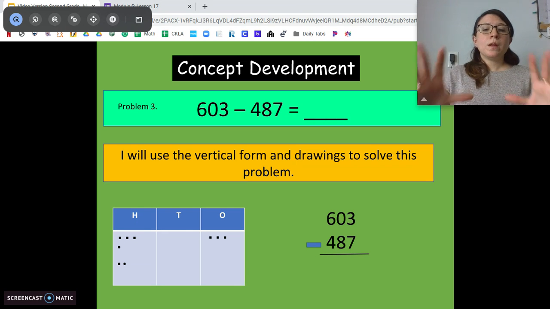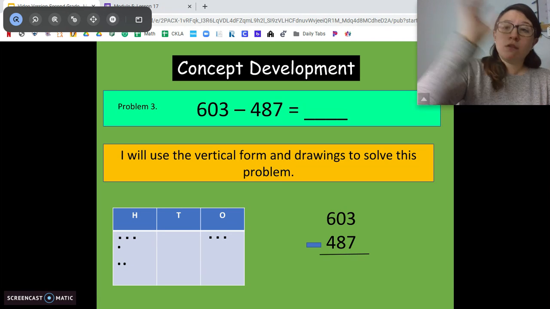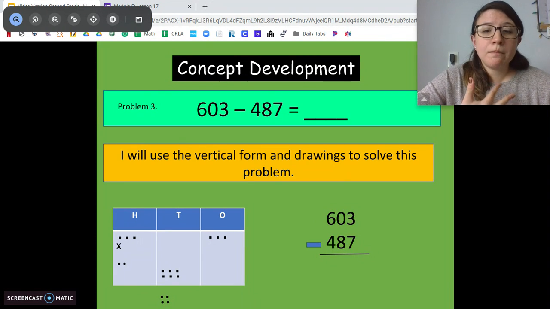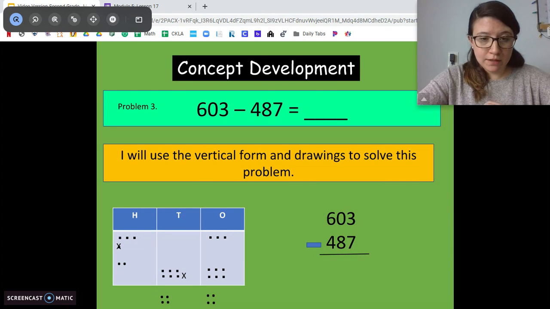Okay, here we go. So if I'm looking at this, I'm seeing that 603, I have a 3 in the 1s place and a 0 in the 10s place. So I'm going to have to regroup from the hundreds. So I'm going to cross out an 100 to start and move my 10 10s over. Awesome. But I still need more 1s. So I'm going to cross off a 10 and move over 10 more 1s.